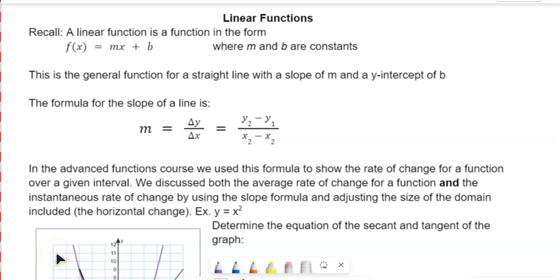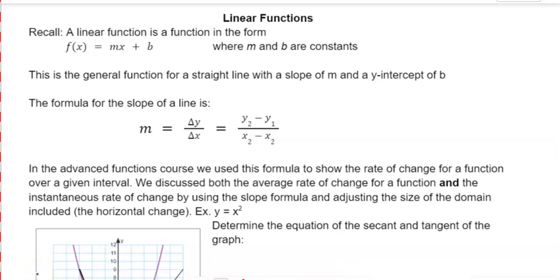So this lesson is pretty much a review also. And we're going to start by talking about what linear functions are. So a linear function is any function that follows that general format of f of x equals mx plus b, where m and b are constants. And this is the general function for a straight line with a slope of m and a y-intercept of b.